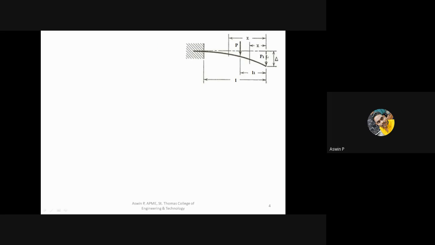Okay, this is our figure. In such a figure we want to find, first of all, the moments.